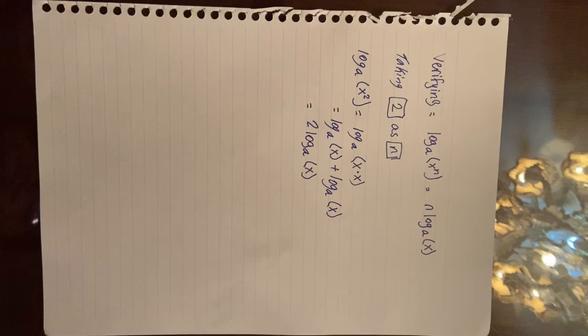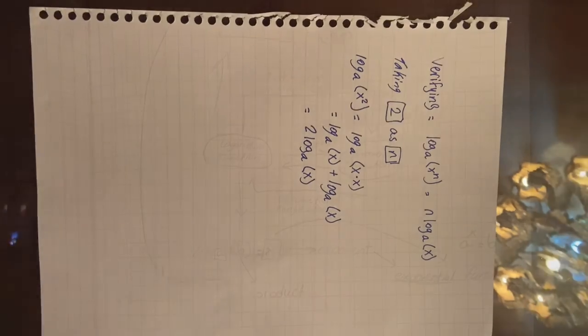And for this property, you can really choose any number you want depending on your preference to verify. Like, for instance, let's say you chose 4. The only difference is that at the end you'll find 4 log base a of x rather than 2. And that's completely fine. You can verify it using any number you want.